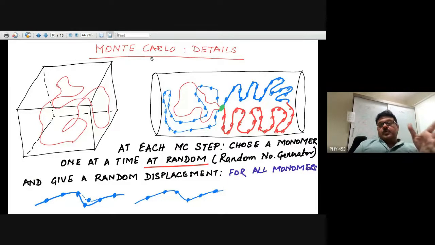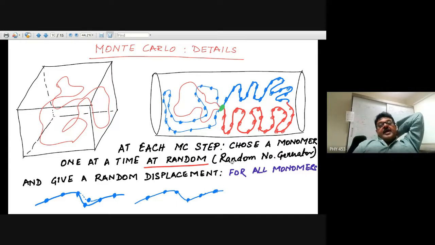Now, how do we create all those conformations? Now I'm going into the Monte Carlo details. You can either take a cubic box with periodic boundary conditions, as I showed in the movies, or you could also confine it in a cylinder corresponding to a bacterial cell. At each Monte Carlo step, we choose a monomer one at a time at random, using a random number generator. In the Ising model, what do you do? You choose a spin one at a time at random using a random number generator. In off-lattice Monte Carlo, we choose a monomer one at a time at random using a random number generator.